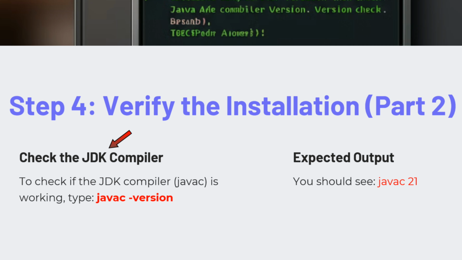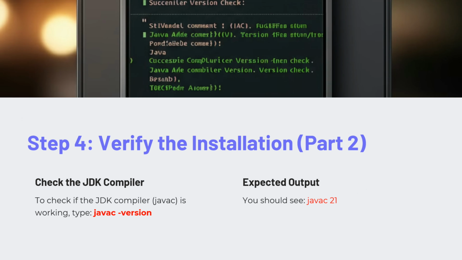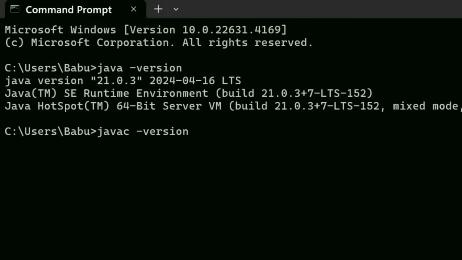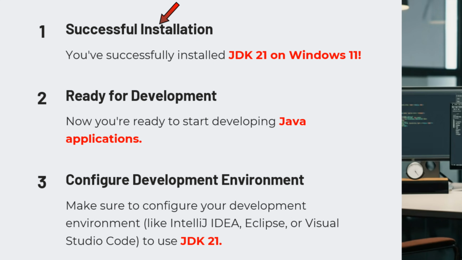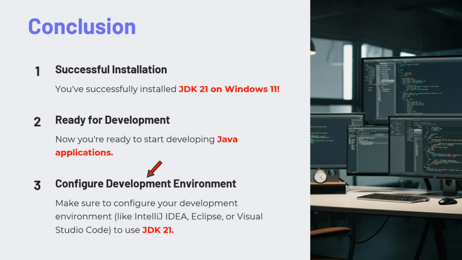To check if the JDK compiler is working, you have to type javac -version, and the output will be javac 21. You have successfully installed JDK 21 on Windows 11 operating system. Now you are ready to start developing Java applications using JDK 21. And you have to make sure to configure your development environment, for example IntelliJ IDEA, Eclipse or Visual Studio Code, to use JDK 21.